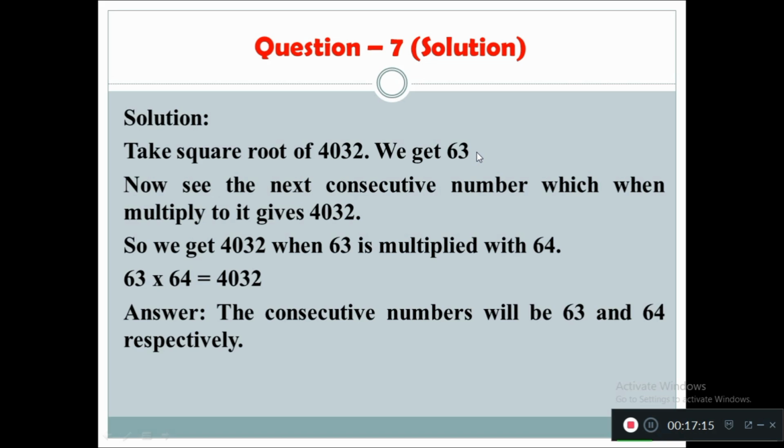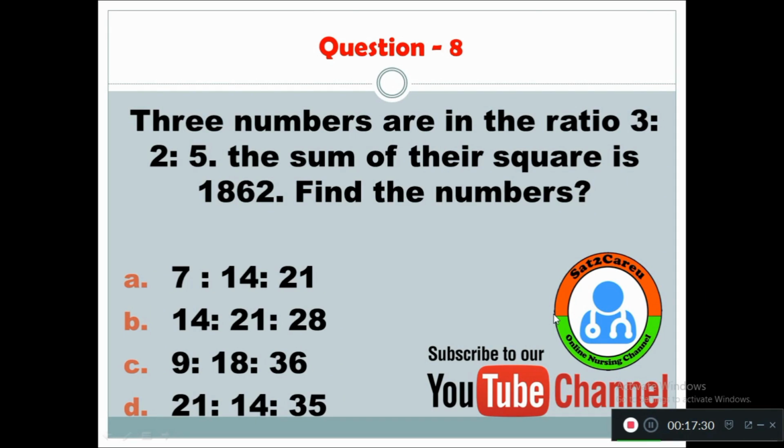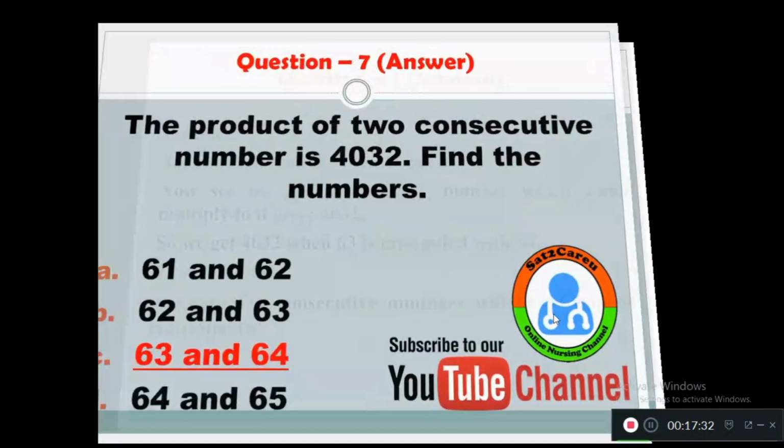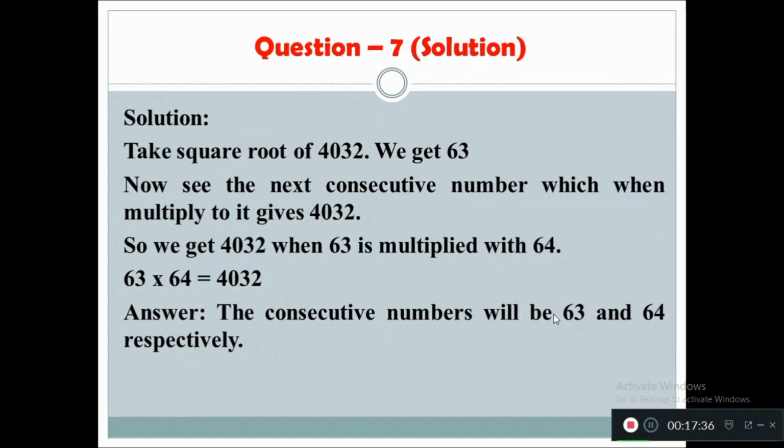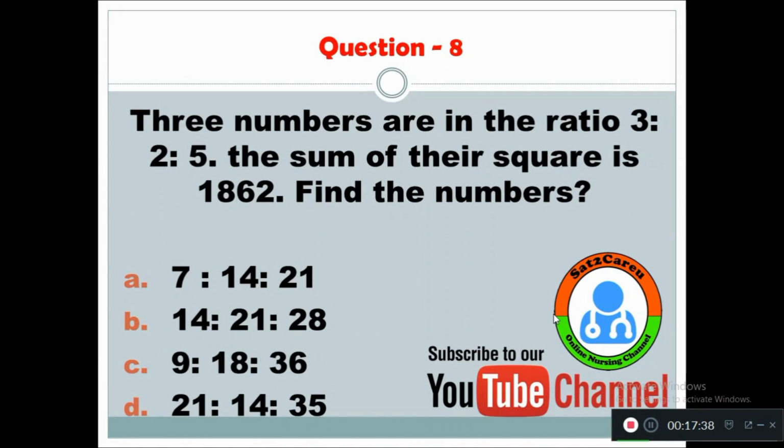So when we multiply with 64, 4 into 3, 12. So easily you can write that when 63 is multiplied with 64, we are going to get 4032. So this is the consecutive number as in the question, 63 and 64. You can see the answer. 63 and 64 is the correct one. Now move on to question number 8.